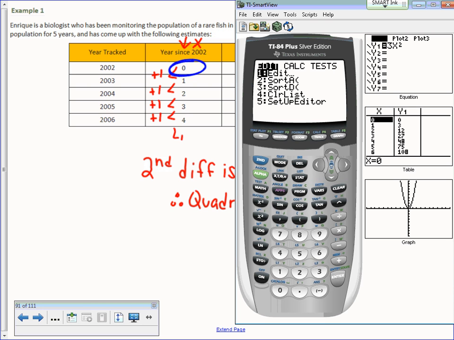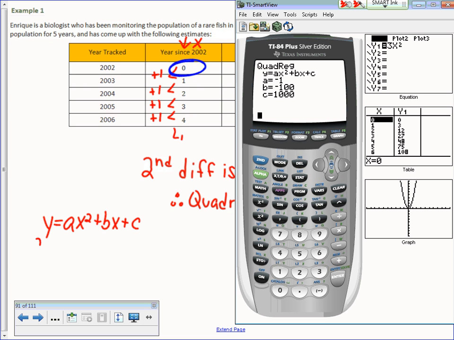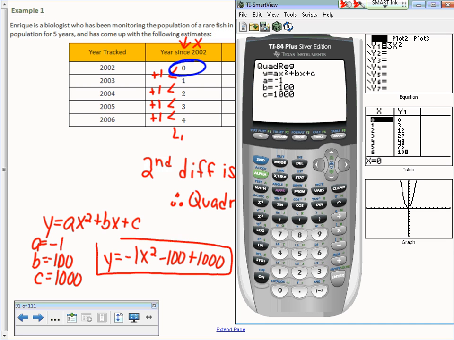You're going to do Stat, Calc, and I'm going to go down to number 5, which is quadratic regression. Hit Enter. Enter one more time. And I'm going to write out y is equal to ax squared plus bx plus c. A is equal to a negative 1. B is equal to a negative 100. And C is equal to 1,000. When I substitute that into this equation, I get y is equal to negative 1x squared minus 100x plus 1,000. I think that is my function.